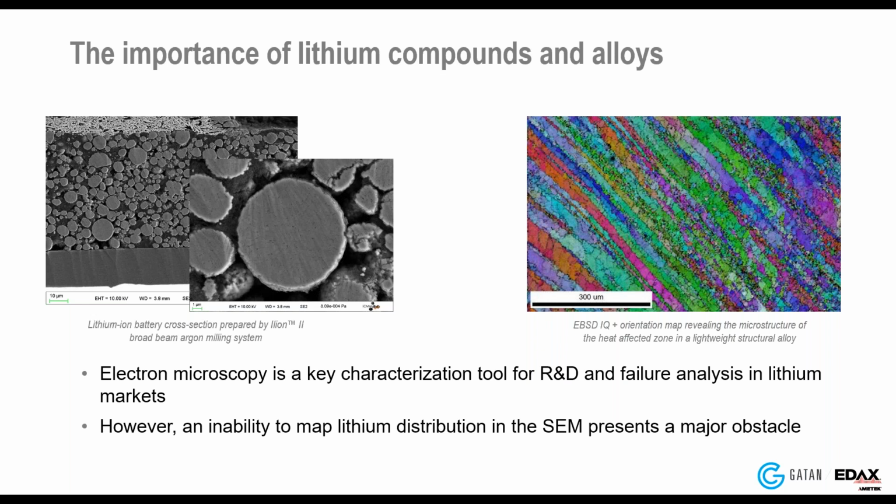For example, in lithium-ion batteries, it's not possible to reveal the charge state of cathode or anode materials in the SEM, or to reveal the evolution of structures, including the formation of solid electrolyte interphases, or lithium plating or dendrite growth.